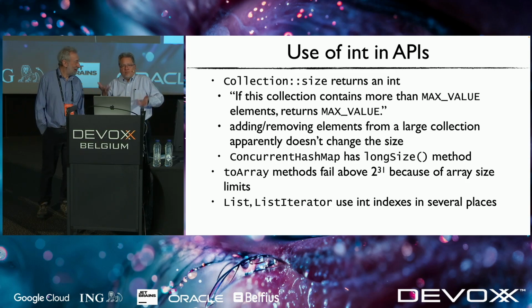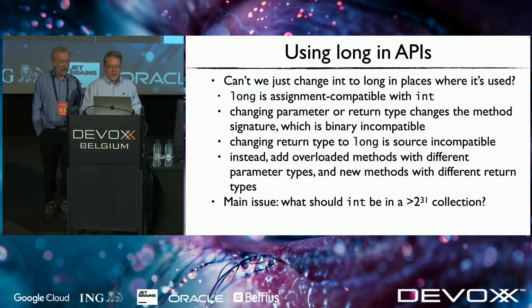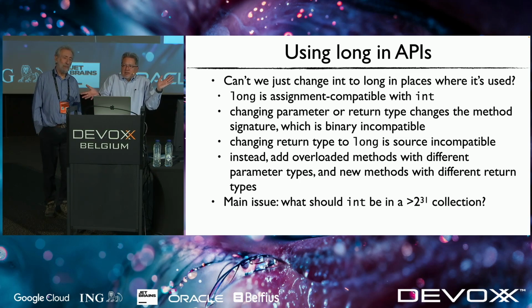And so there's a problem there. We wouldn't know what to do with that. So one approach might be to just convert all the ints to longs in the APIs. You can't do that for compatibility reasons, but what you could do is add a bunch of methods alongside the existing ones where a long is used instead of int. And that might actually work.